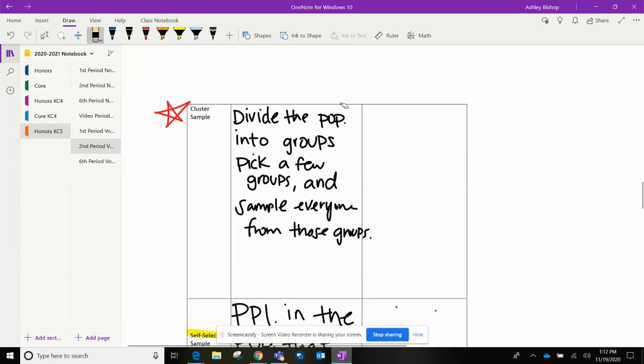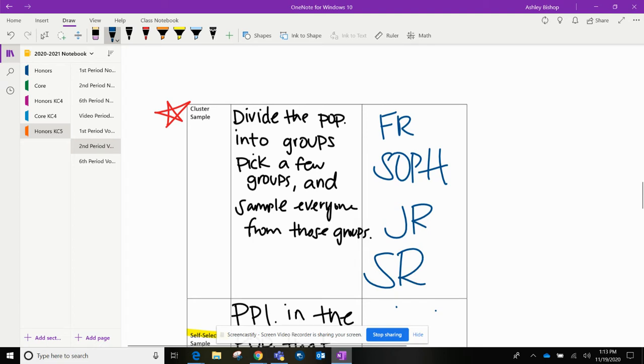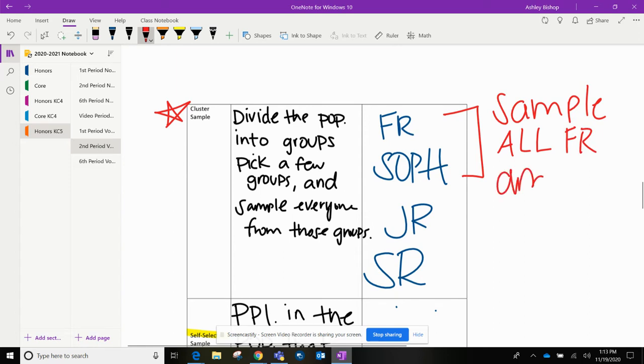Alrighty, for a cluster sample, you are going to divide the population into groups, pick a few groups, and sample everyone from these groups. And so once you get that written down, going back to my example of freshmen, sophomores, juniors, and seniors. So I take all 3,500 students at West, divide them into freshmen, sophomores, juniors, and seniors. Now I'm only going to choose my freshmen and sophomores, and I'm going to sample all of them. All freshmen and sophomores.